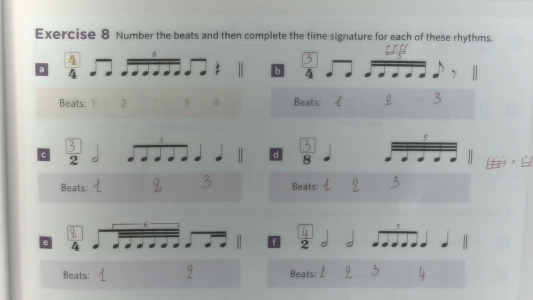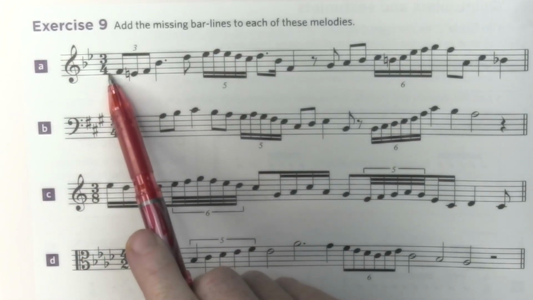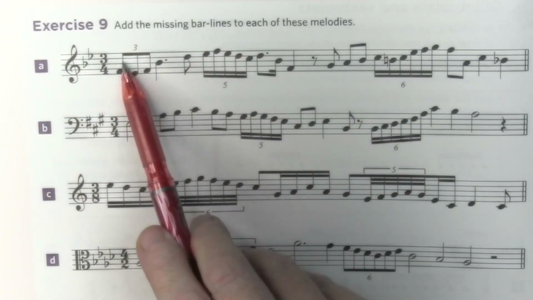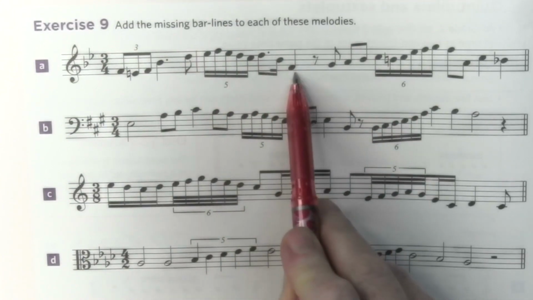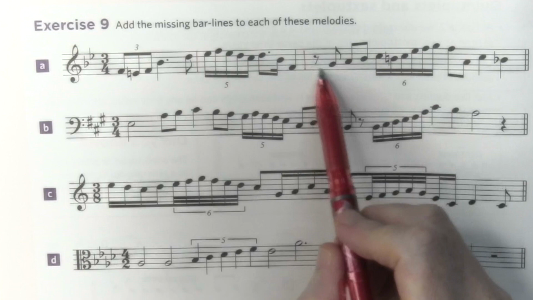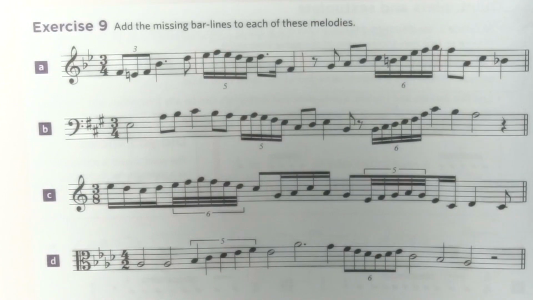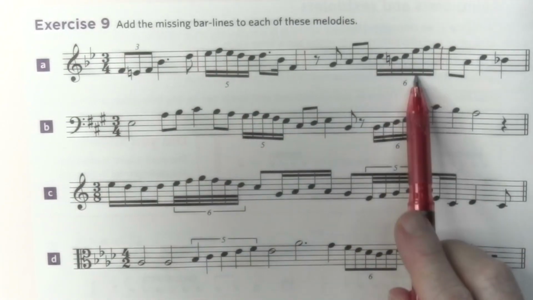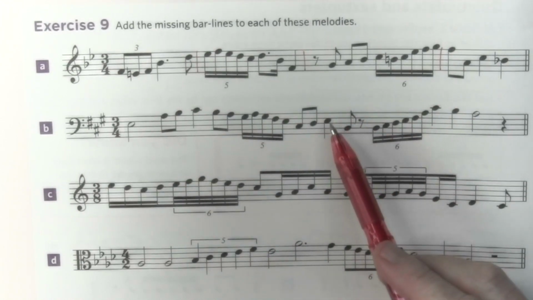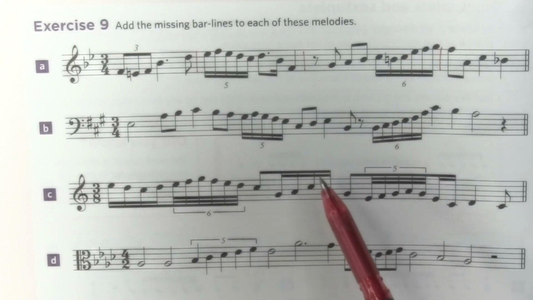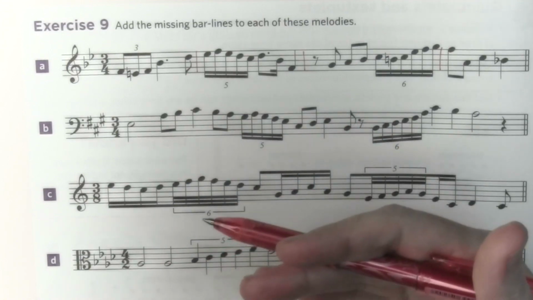Exercise number 9. In exercise number 9, we need to add the bar lines. So as before, 3 crotchets and a bar line. 1, 2, 3. 1, 2, 3. 1, 2, 3. Do I need to count? Not really, because the things are already grouped in a nice way. If you don't visualize things, you can't be quick at sight reading. So get used to this. Less thinking and a little bit more direct.